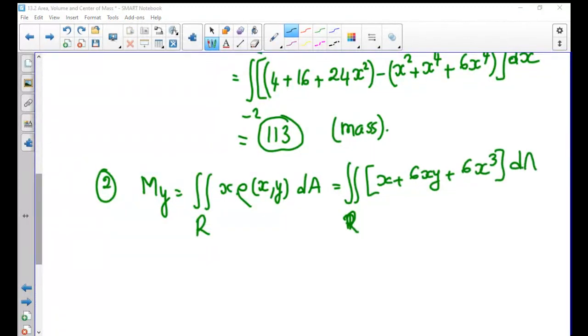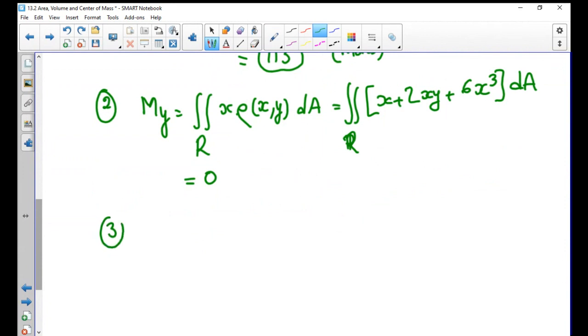And then we integrate this. Sorry, yes, plus 2xy. And then you do the same as we did before. I think if you do this calculation properly, the answer will be 0. So I'll just give you the answer there. And then we need to find, finally, Mx. What is the third one? Mx, which is the integral over R of y multiplied by the density.